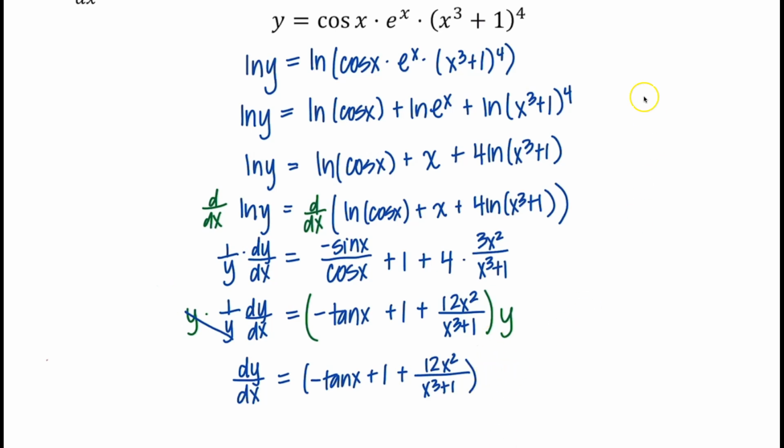But let's remember, from the original equation, y was equal to this function of x up here. So I'm going to go ahead and replace this y with cosine x times e to the x times x cubed plus 1 to the fourth. So now I have dy dx completely as a function of x instead of leaving the y here so that it's a function of x and y.